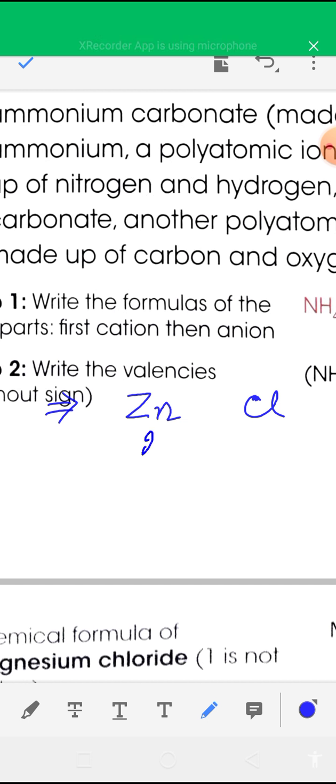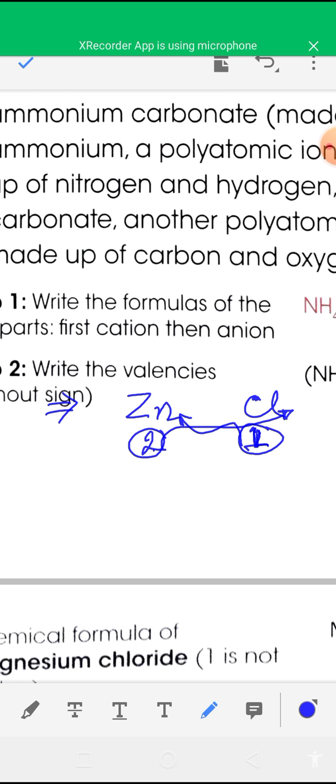Valency of zinc is 2, valency of chlorine is 1, just below the symbol of each element present in the compound. So in zinc chloride, zinc cation and chloride anion are present. First you have to write the symbol of the cation and then the anion. Then you write the valency just below their symbol, and in the next step you exchange their valency: the valency of zinc you exchange with chlorine, and the valency of chlorine you exchange with Zn, zinc.